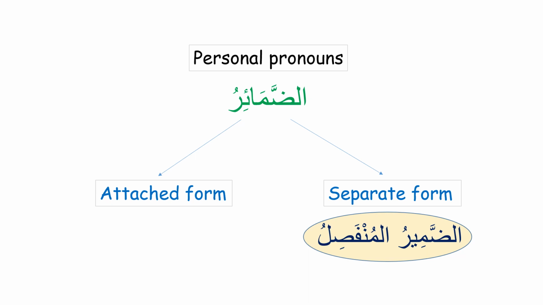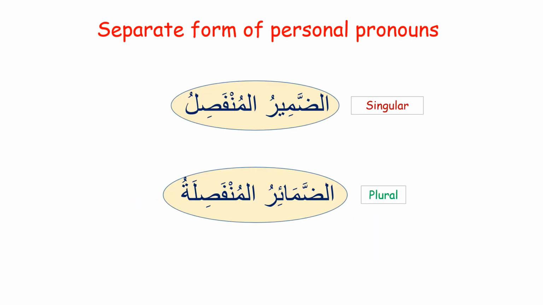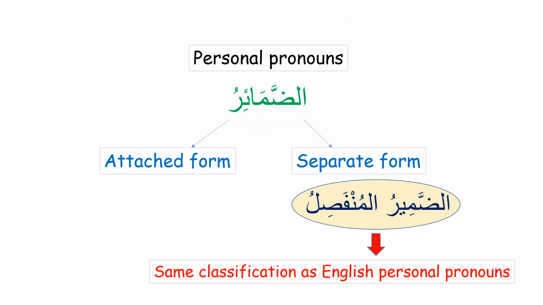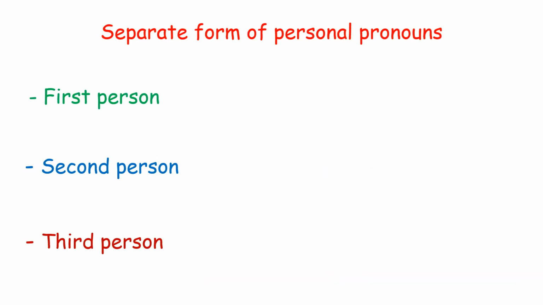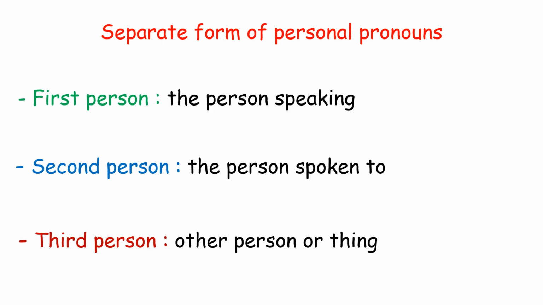We do call the separate form of a personal pronoun الضمير المنفصل. Again, الضمير المنفصل, and the plural form is الضمائر المنفصلة. And these are subject to the same classification of personal pronouns in English, which means that we have the first person, the second person, and the third person. The first one refers to the person speaking, the second one refers to the person spoken to, and the last one refers to other person or thing.